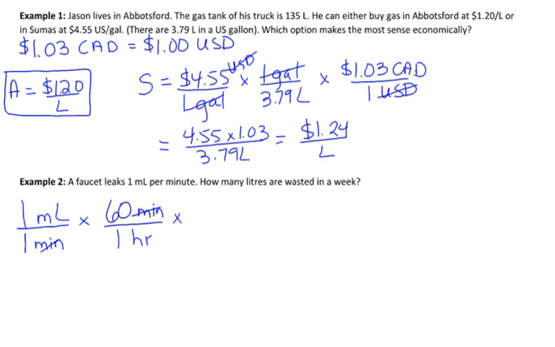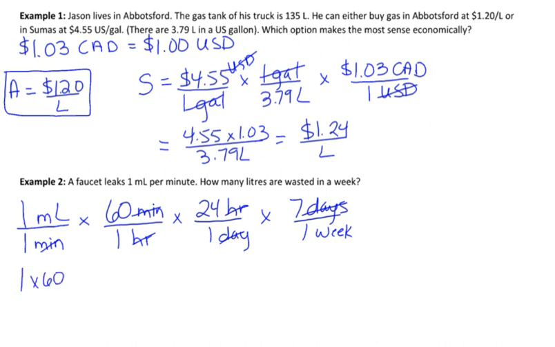Now, how many hours in a day? Because we need to get all the way to a week. 24 hours in 1 day. My hours are gone. Times 7 days in 1 week. And days are gone. So I'll have 1 times 60 times 24 times 7 milliliters all over 1 week, which ends up giving me 10.08.